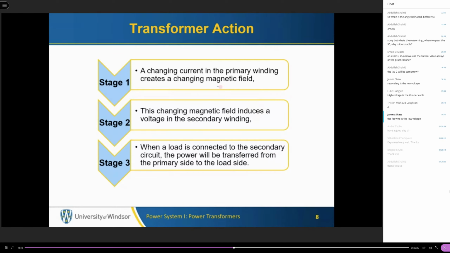There are 3 stages. We have to apply a changing current to the primary winding to have an alternating magnetic field in the core of the transformer. In synchronous machines or synchronous generators, the current of the rotor was constant. It was a DC current, like this. The stator was stationary. So if we do not rotate the core of the synchronous generator, we will not have an alternating magnetic field.